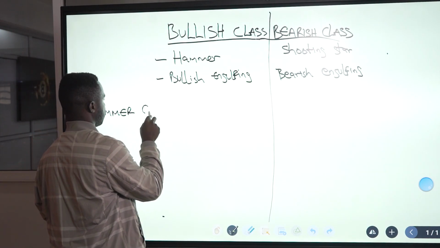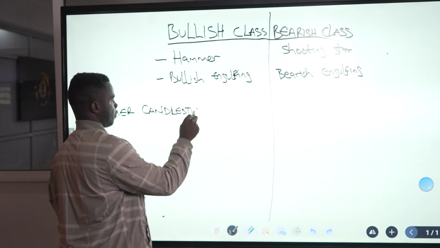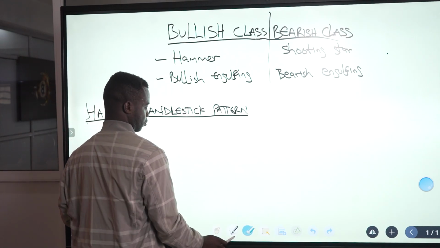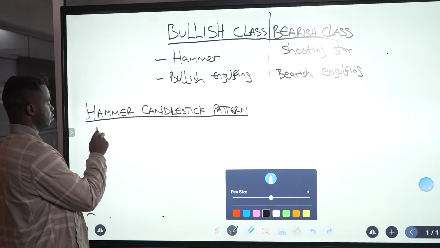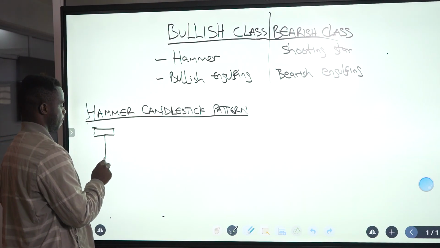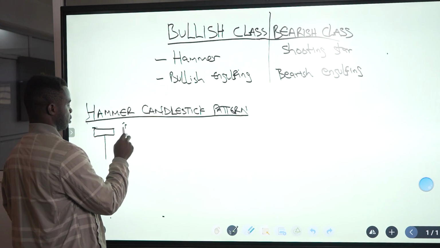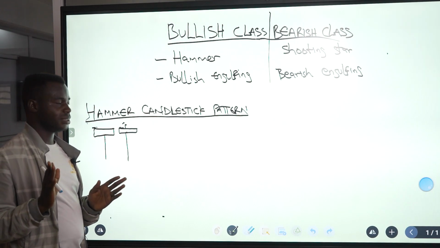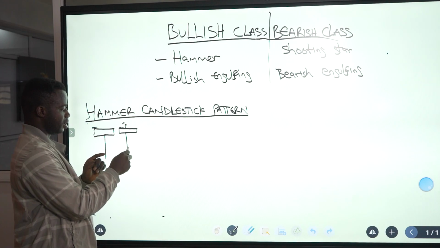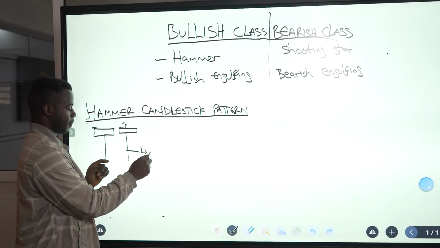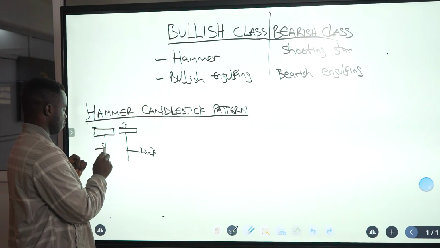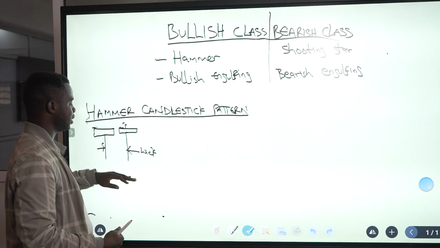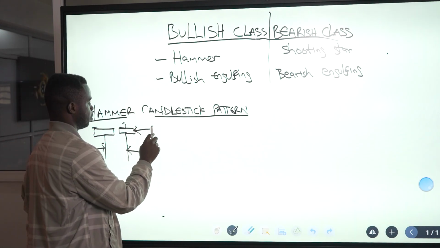Hammer candlestick pattern. So the hammer candlestick pattern looks like this, or you can equally see it like this. So the idea behind a hammer candlestick pattern is just this. This is referred to as the wick. That is, the tail of the candlestick is referred to as the wick, while here is referred to as the body.